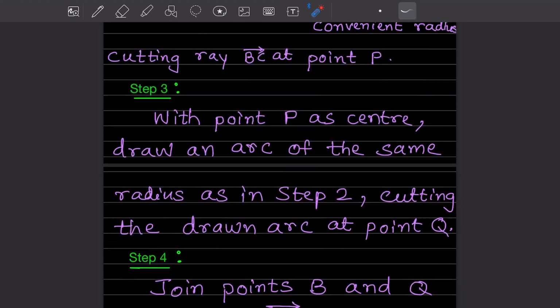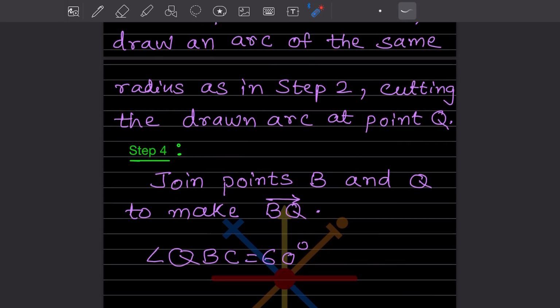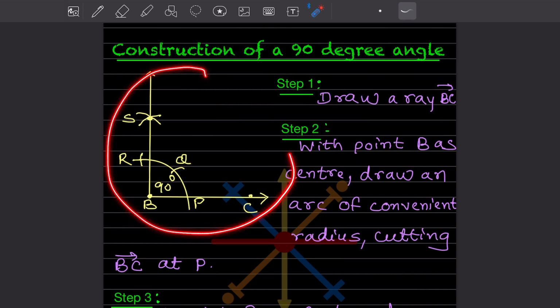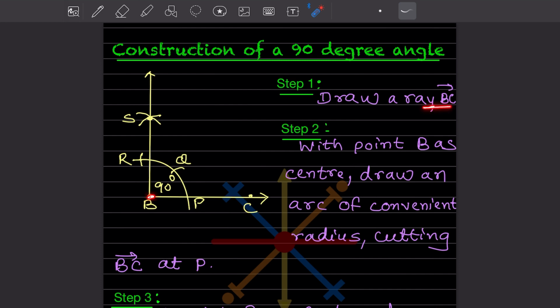So write the steps and then draw it. Now we'll see the construction of a 90-degree angle. I have already drawn this, and I'll show you step by step how I did it. First, you will take a point over here and draw a ray BC. You can take any length and draw a line, that is the ray BC.